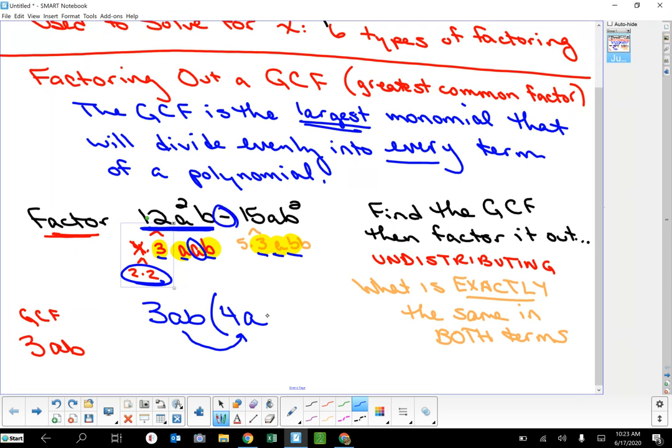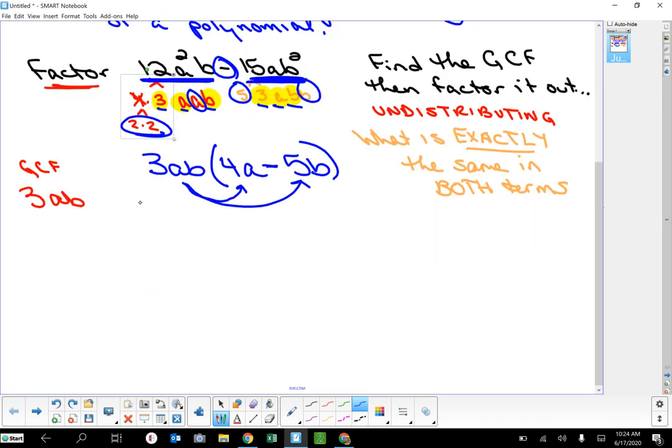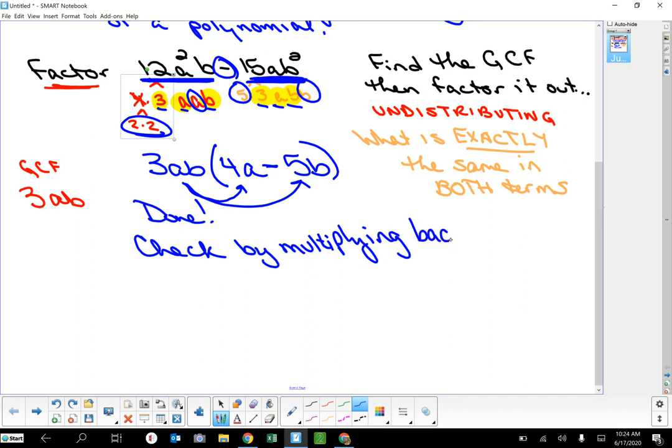I'll utilize my sign here. And then what's left that I didn't highlight over here, well, that's a 5 and a b. And again, if you multiply 3ab times negative 5ab times 5b, you get 15ab squared. And that's exactly what you get here. So you're done. This is the finished product. Okay. And you can always check these by multiplication. You should get exactly what you started with.